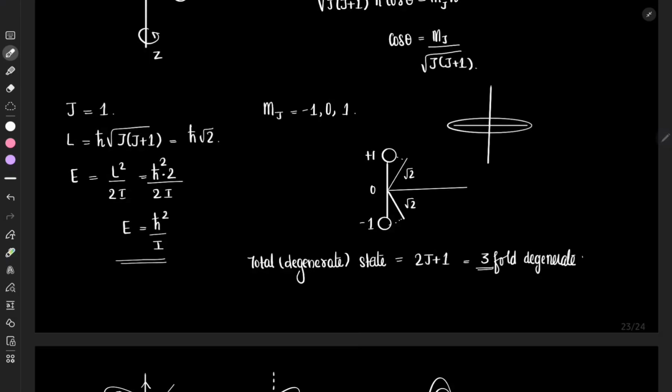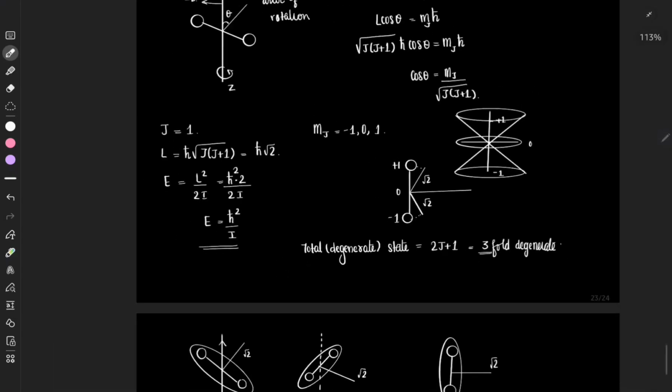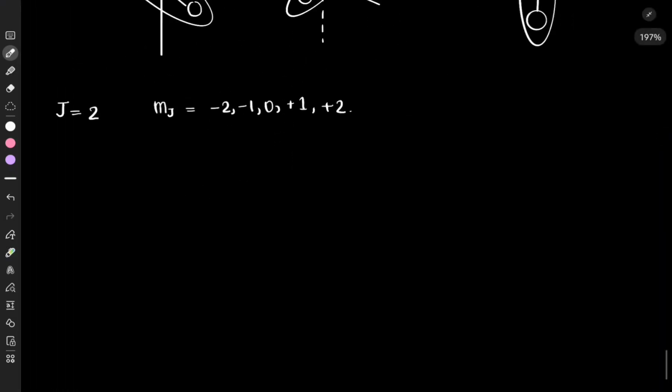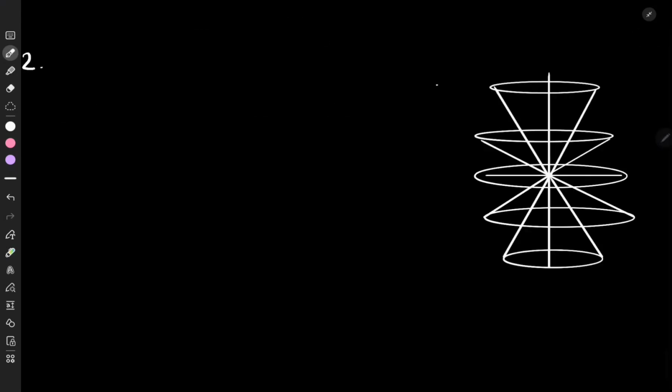This is equal to 0, mj is equal to 0. This is for 1, this is minus 1. Okay, so this is how it looks. For mj is equal to minus 2, minus 1, plus 1, plus 2, it will look like this. So this is for plus 2, plus 1, 0, minus 1 and minus 2.